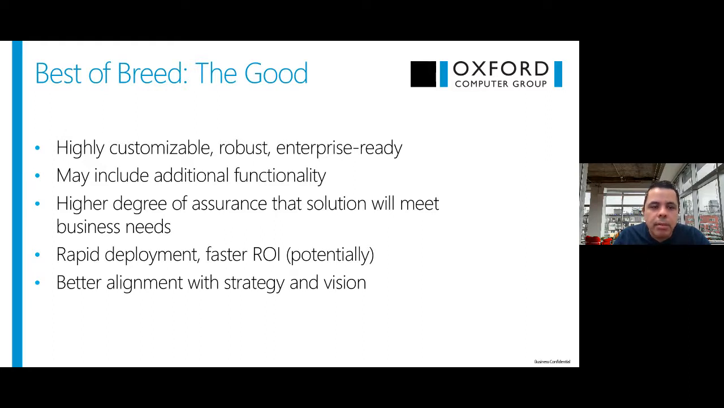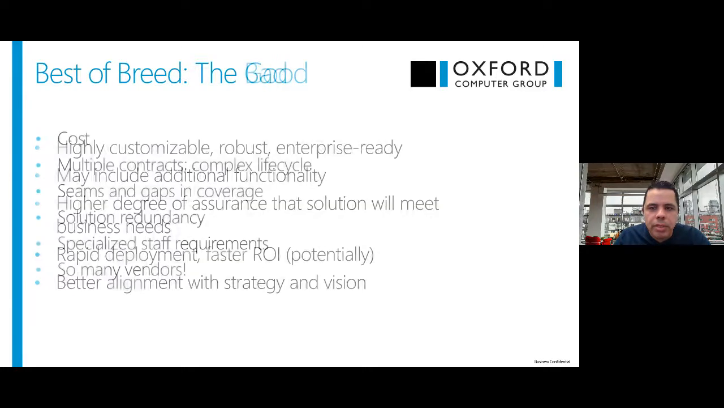Deployment can be, or tends to be, a little bit faster than an integrated best-in-suite solution, and you may realize faster return on investment on that. And overall, you may have a better alignment with your strategy and vision.